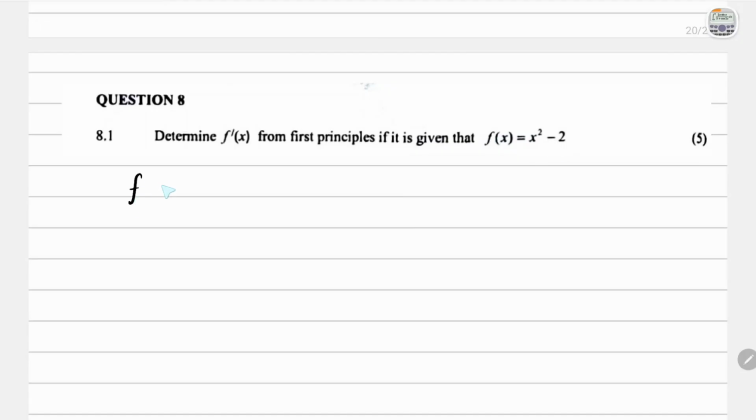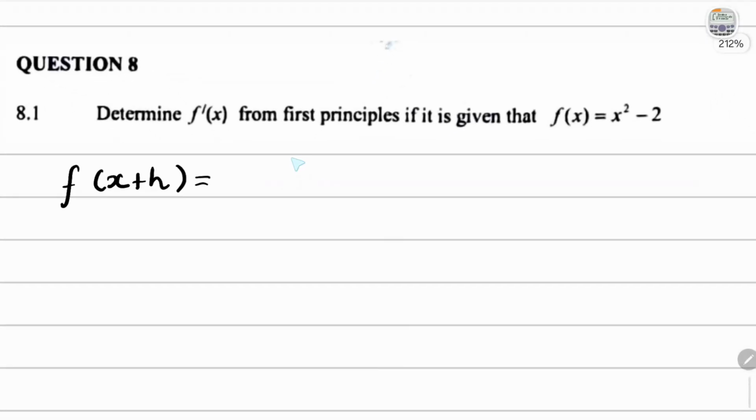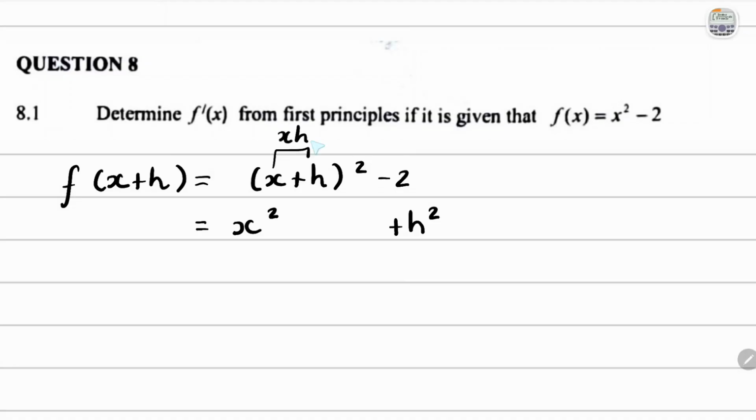So first things first, find f of x plus h since we are using first principles. So in place of x, wherever you see x, replace it with x plus h. I see x over there, so it gets an x plus h. But that is squared, so it gets squared. And this is equal to, when you square this, you can square the first term, giving you x squared, square the last term, giving you h squared, and first term times second term is xh, and then you just multiply that by 2, which is positive 2xh. Okay, and then we have minus 2.